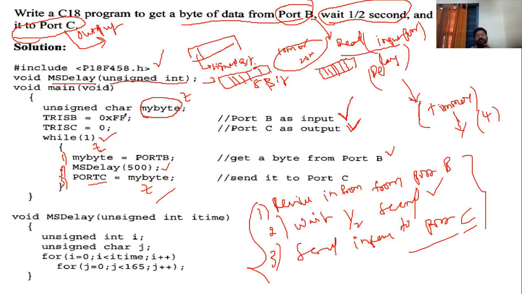For suppose here they give the time delay. How much time delay do they give? They give the time delay of half a second only. That's why we are representing these values: unsigned integer i value, then unsigned character j value. Then i equal to 0. How this operation is performed, I will show you.